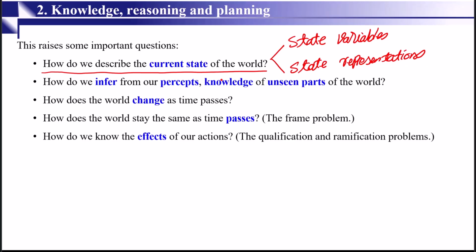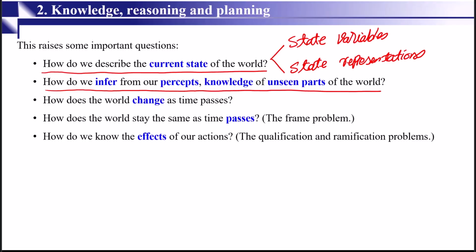The second question is, how do we infer from our perceived knowledge about unseen parts of the world? In AI, agents rely on inference mechanisms to make educated guesses or predictions about parts of the world that they cannot directly perceive. This can be done using several approaches, including deductive reasoning, probabilistic reasoning, and heuristics.